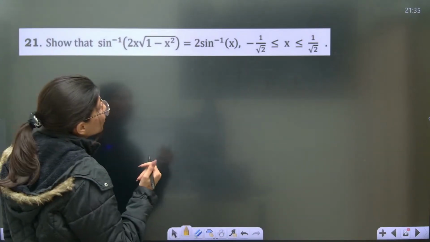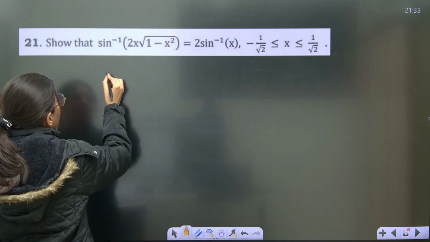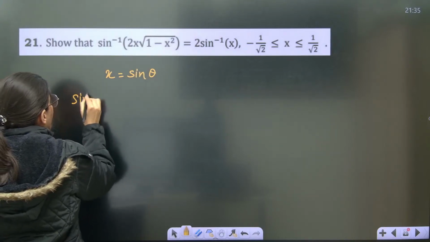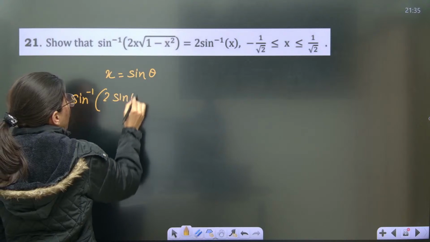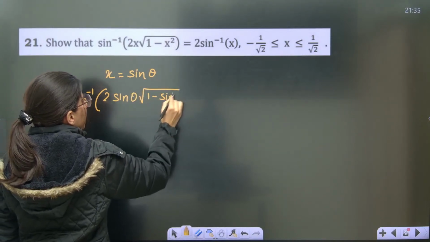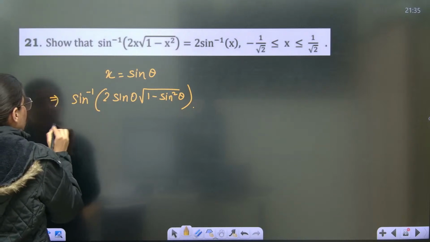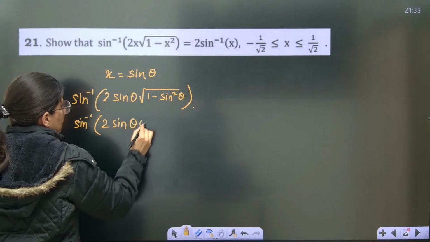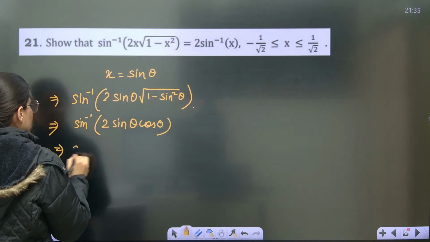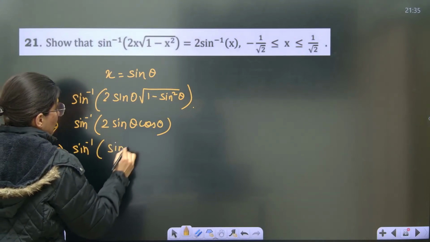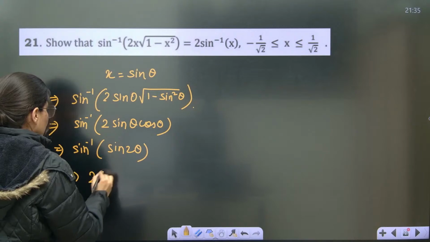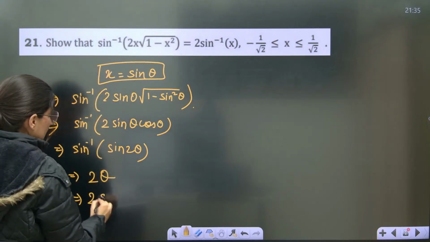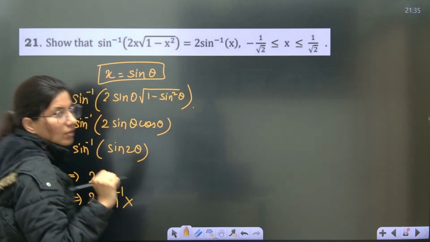So how to solve this? First of all, you have to put x equals to sine theta over here. So you have sine inverse of 2 sine theta square root of 1 minus sine square theta. So sine inverse 2 sine theta cos theta. So this is going to become sine inverse sine 2 theta, and this is going to give you 2 theta. What is theta? From here, theta will be sine inverse x, hence proved what they were asking about.